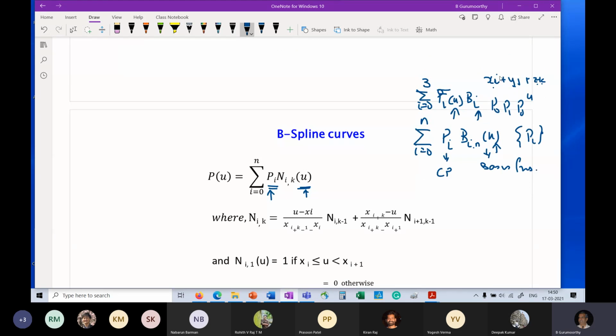The basis function is also different. I had a different set of polynomials in u here. I had the Bernstein polynomial here, and here I have a strange looking polynomial. Okay. What is strange about this? What is strange about this is that the polynomial is defined recursively.